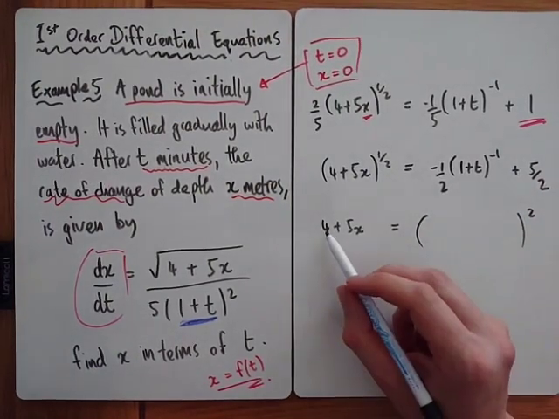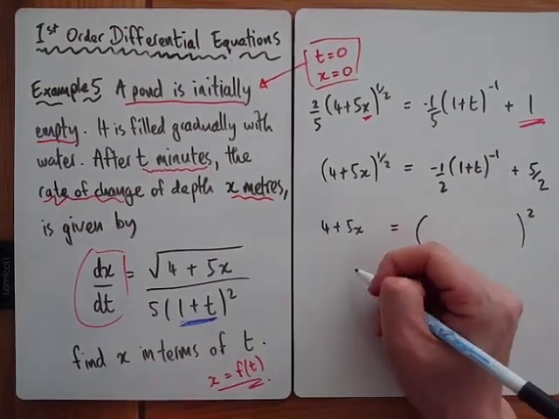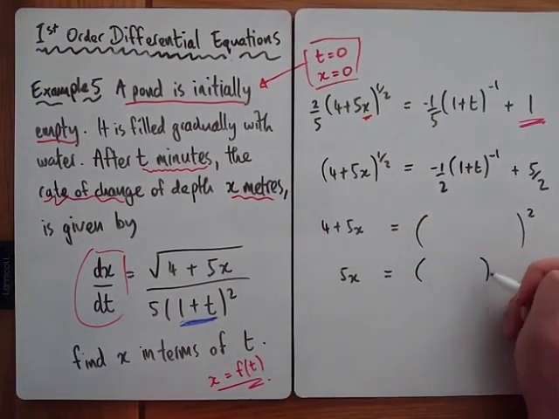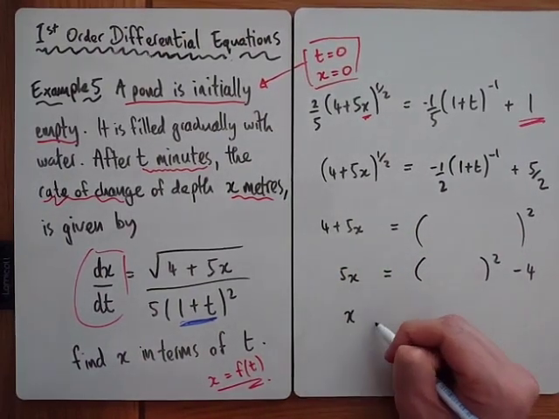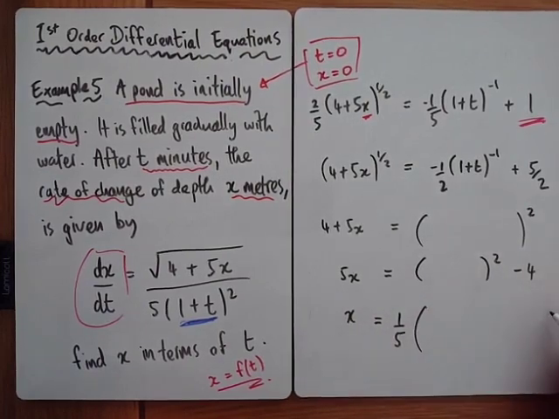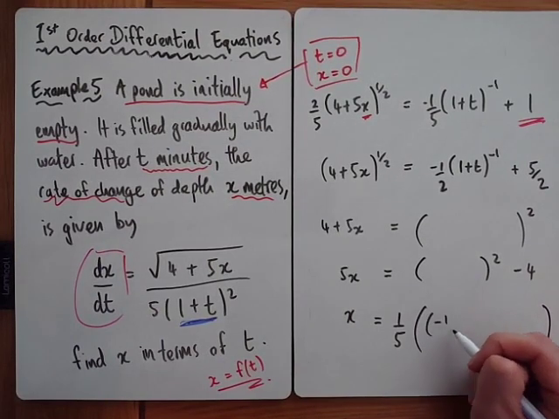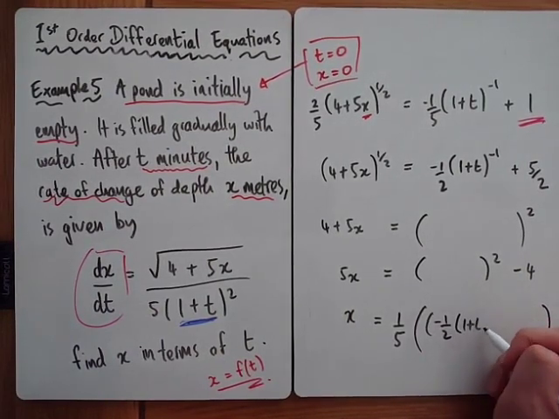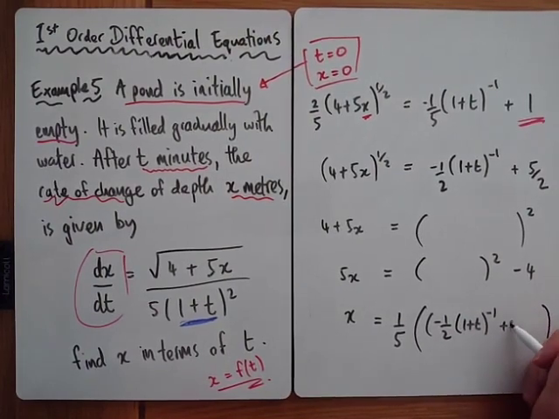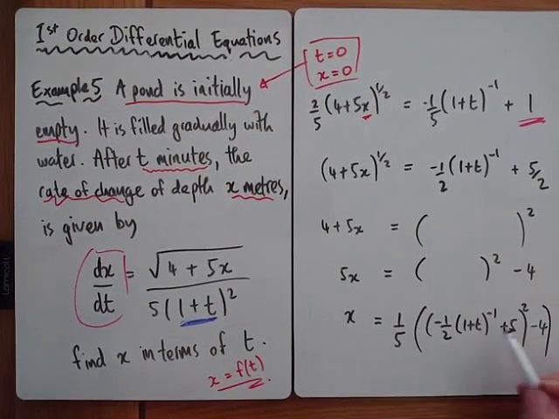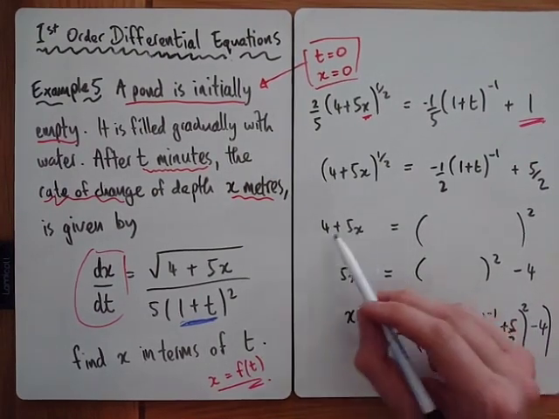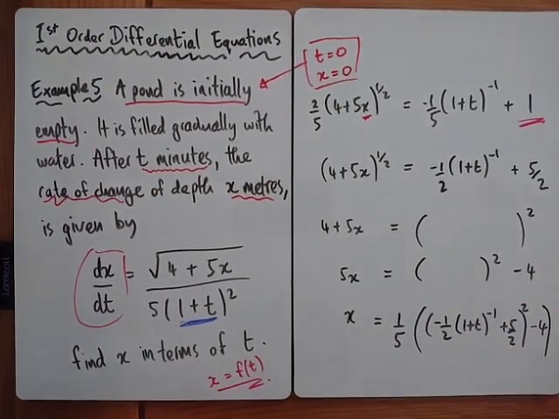And then the last thing, subtract the 4, divide by the 5. So 5x would equal that bracket squared minus 4. Divide everything by 5, so x would equal 1/5. Open up a big bracket. Inside that bracket we've got minus a half, 1 plus t to the minus 1 plus 5 over 2. That bracket is being squared, minus 4. So all that stuff in that bracket is squared. You then subtract the 4, and then you divide everything by 5.